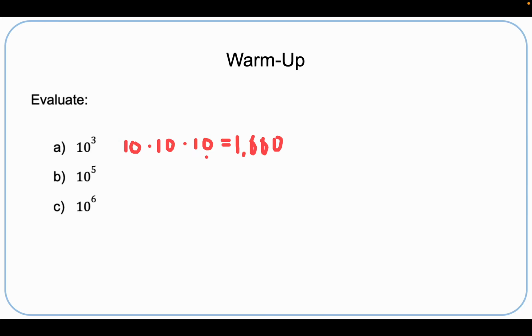And notice how the number of zeros we have in this number is the same as what our exponent was. So 3 zeros when we're going to 10 to the third. So 10 to the fifth then would be a 1 with 5 zeros behind it. So that'll be 100,000. And notice 1, 2, 3, 4, 5 zeros behind a 1. And then 10 to the sixth would be a 1 with 6 zeros. So that is a million. And you'll see how that's going to come in handy as we're doing our scientific notation today.